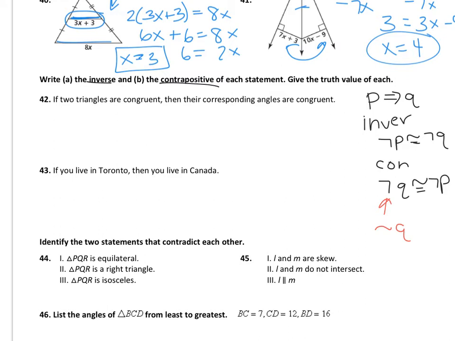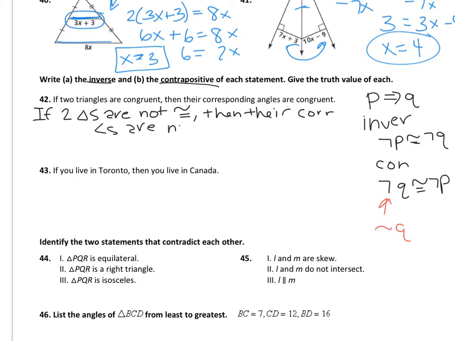So number 42, if two triangles are congruent, then their corresponding angles are congruent. So the inverse: if two triangles are not congruent, then their corresponding angles are not congruent. That's false.